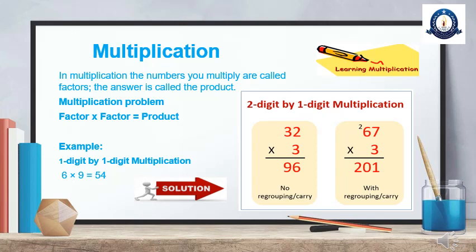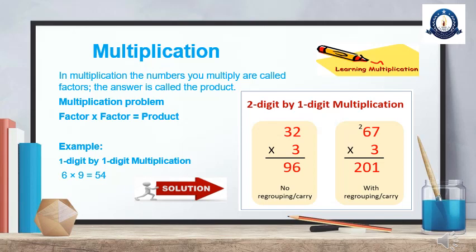And 2 will go as carry, because 2 was on tens place. Now, what we will do, multiply the tens by 3. So, which number is on tens place? 6. 3 sixes are 18. Plus 2, carry we will add, plus 2, 20. So, answer will be 201.